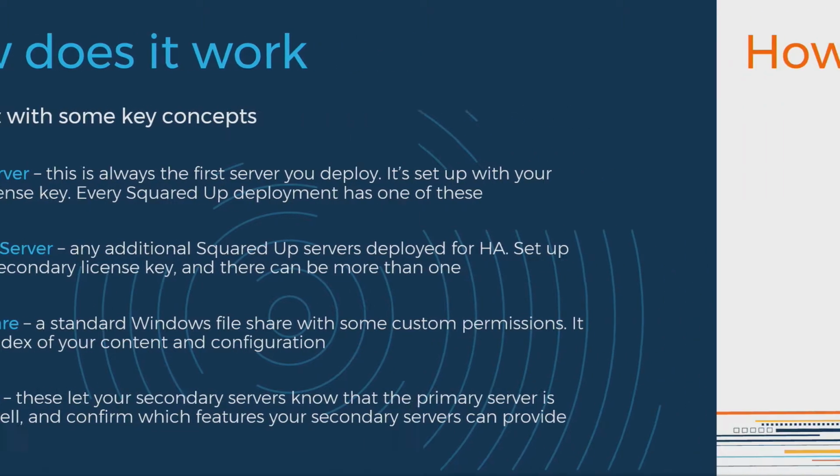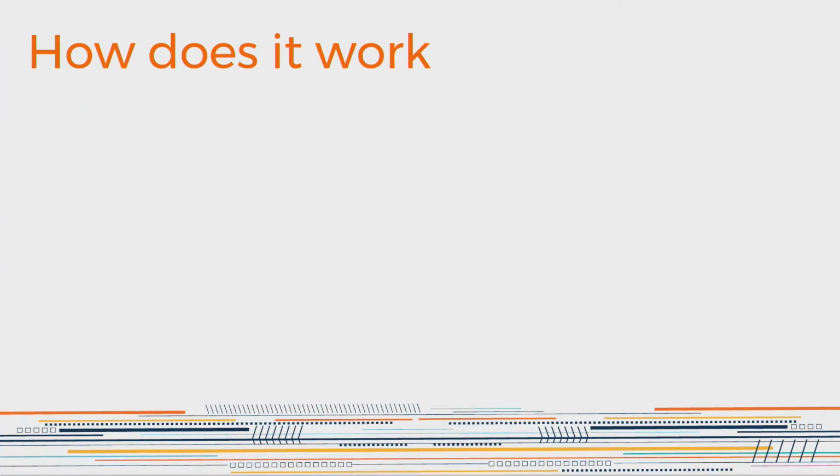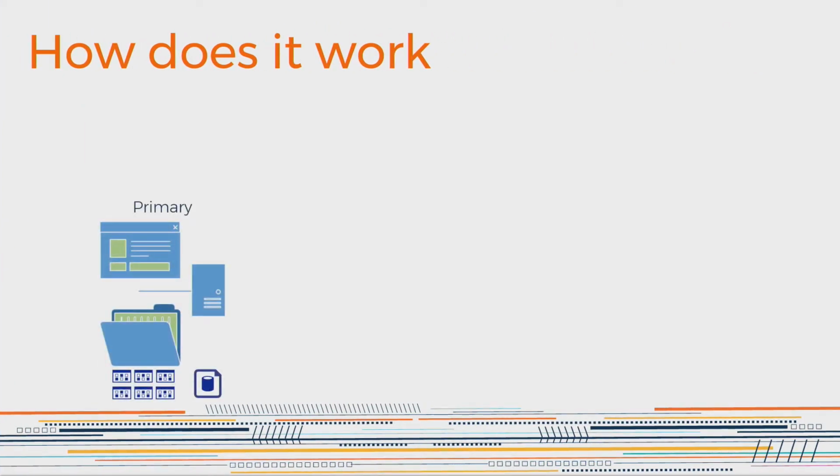Let's see it in the diagram form. It makes it a bit clearer. So yeah, like I said, the first thing you deploy is a primary server. So you can see there, it's a server running an application. We've got some nice little icons to show your dashboards and an icon to denote the index file. So that's a database icon.